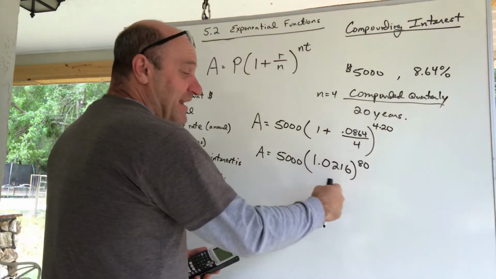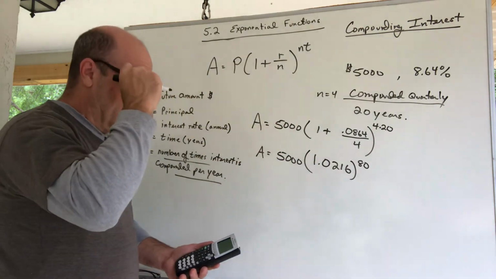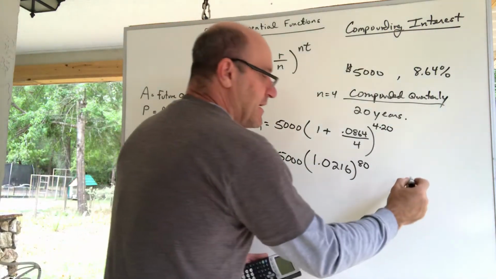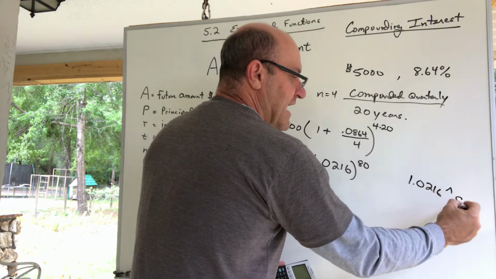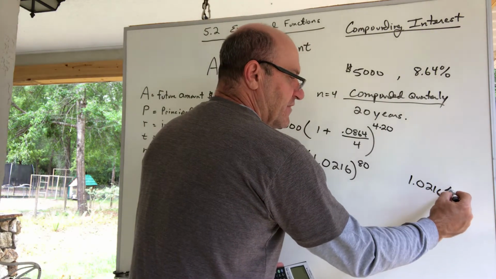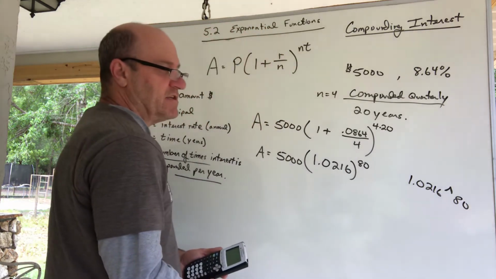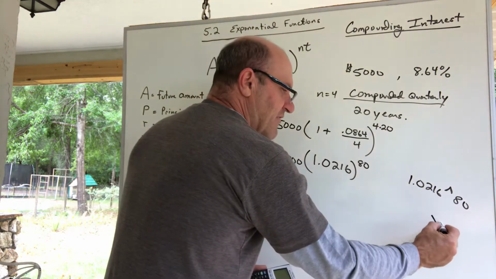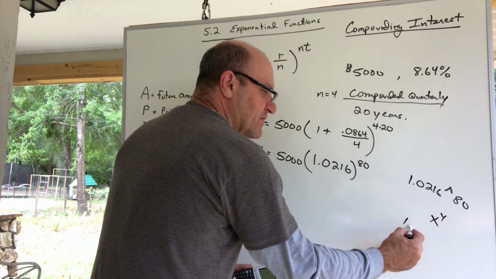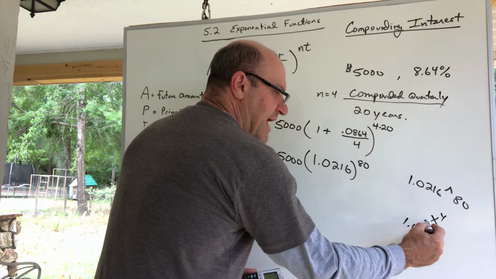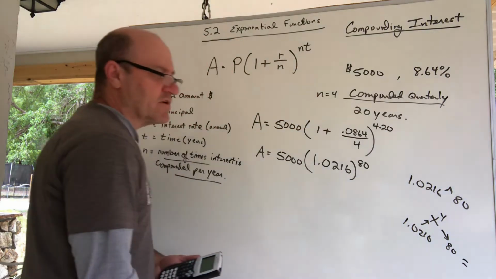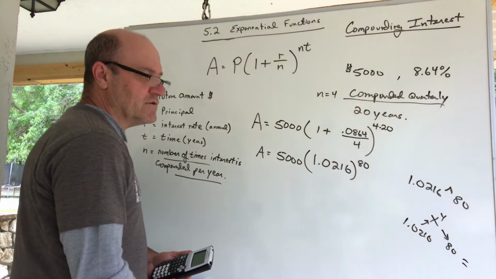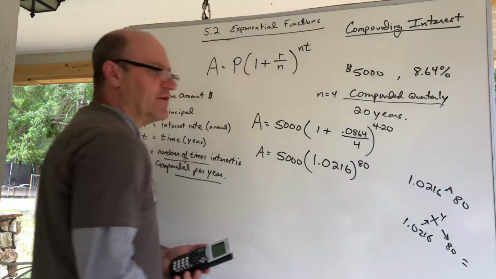So now again, I need to know how to use my calculator. There's different ways to do this. Sometimes you do 1.0216 raised to the 80th. Sometimes you have this on your calculator that helps you exponentiate stuff. Or you might have an X to the Y button where you type in the base, you hit that button, then you type in the exponent 80, and you hit equals or enter. So there's a couple different ways you use your calculator to exponentiate.